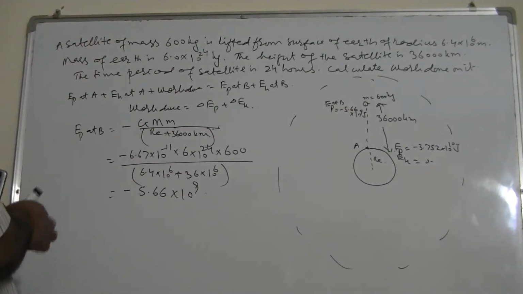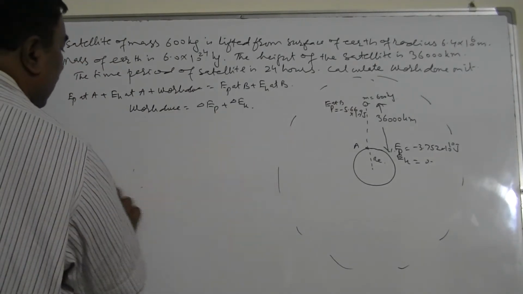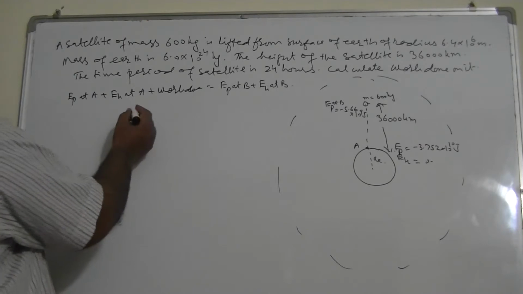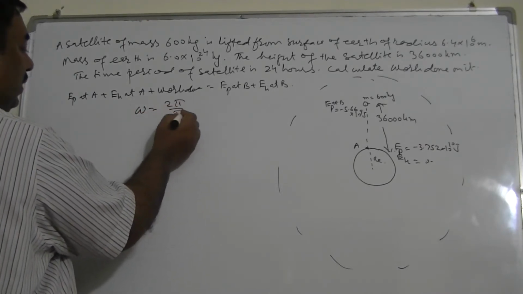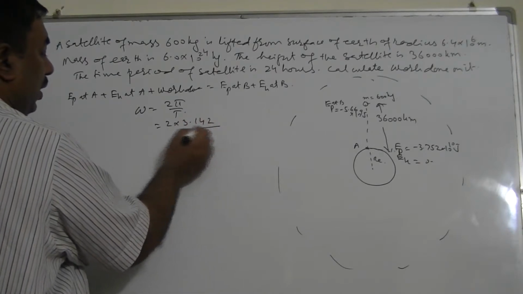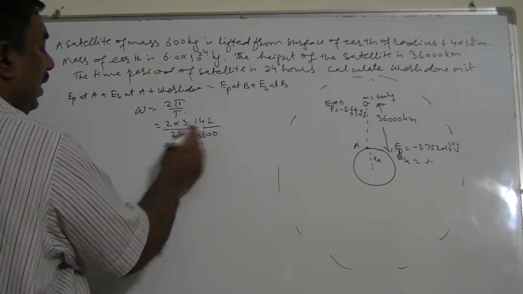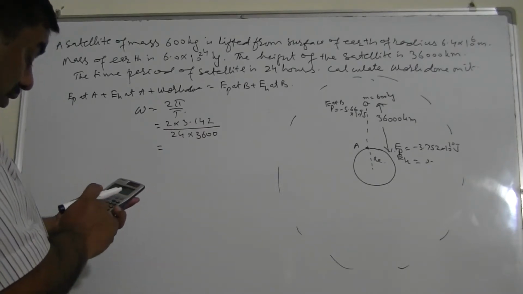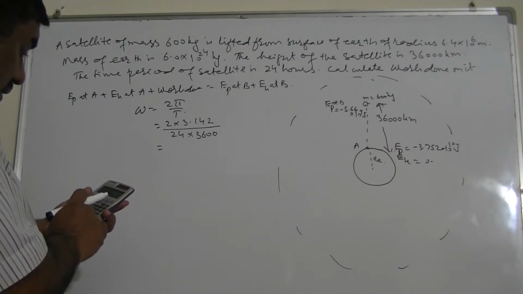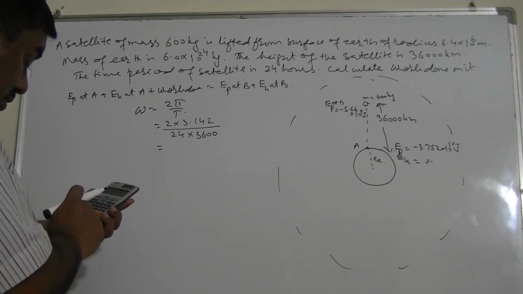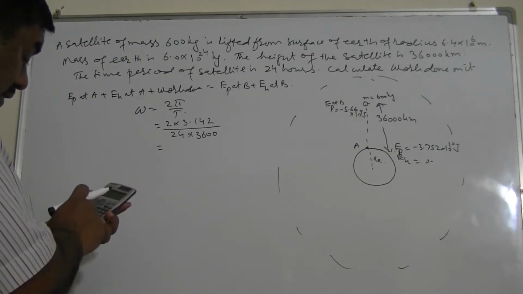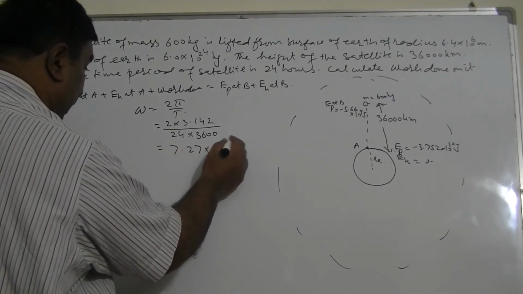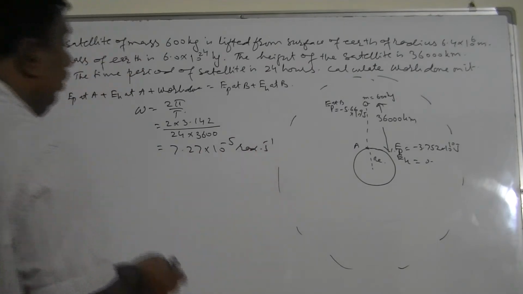I'll be calculating what's the kinetic energy at that point. Now for the kinetic energy, I will find the speed. I can find the angular speed omega by 2 pi upon capital T, and it is 2 into 3.142 divided by 24 into 3600. This is in hours, so it will be changed into seconds. It comes out to be 7.27 into 10 power minus 5 radians per second. This is the angular speed of the satellite.